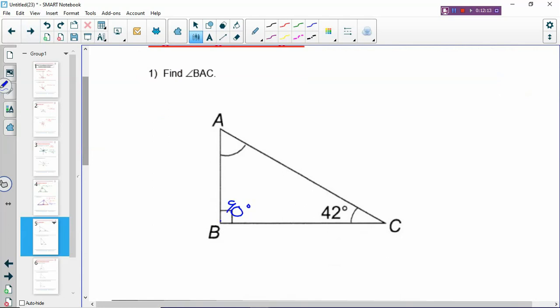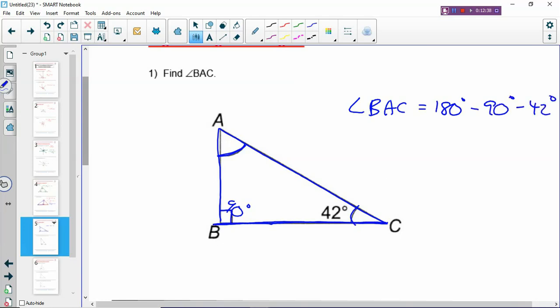So where is BAC? The angle is between the two lines. That's what you're asked to find. So angle BAC is equal to the sum of angles in the triangle, which is this triangle. So where are the angles in this triangle? Look for the corners of the triangle. And that will be 180 minus 90 minus 42, and angle BAC is 48 degrees.